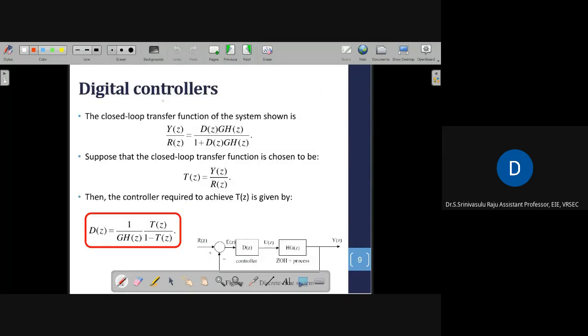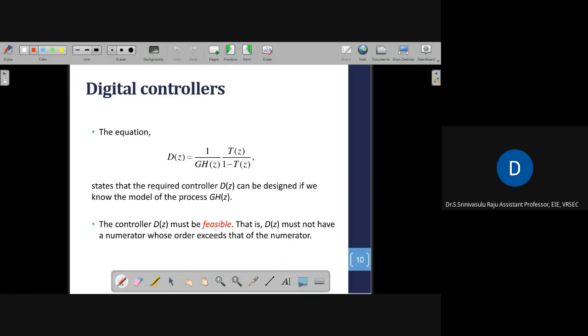So first, digital control, this is the generalized formula we have already seen in the earlier slide. This is D of z, the generalized formula of D of z. Now this is the equation. You see this equation states that the required controller D of z can be designed if you know the model of the process, G H of z. So we should know the process model G H of z.